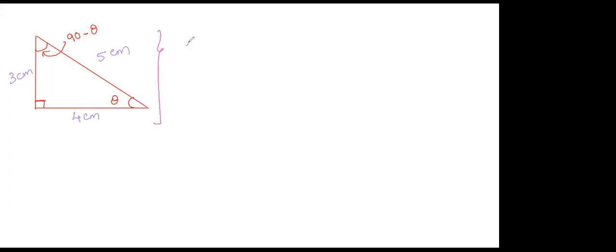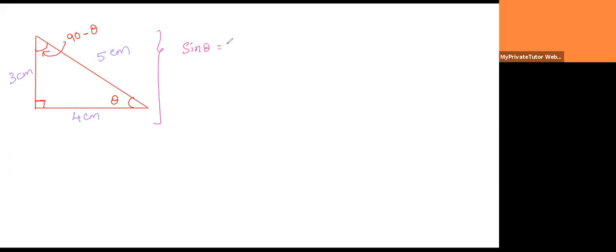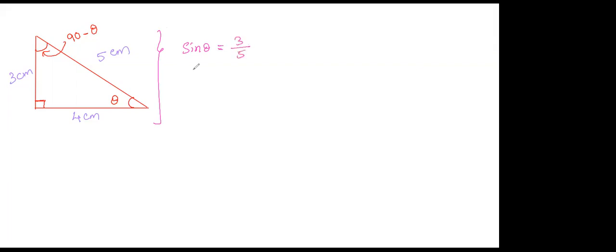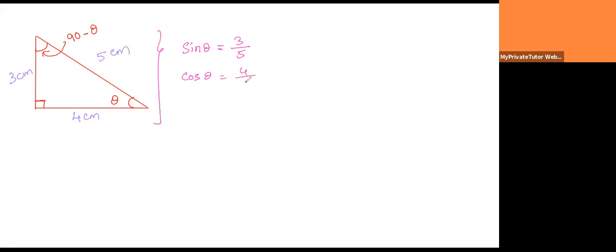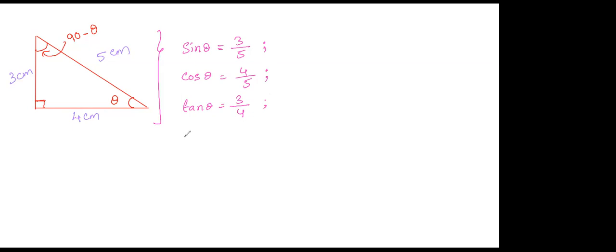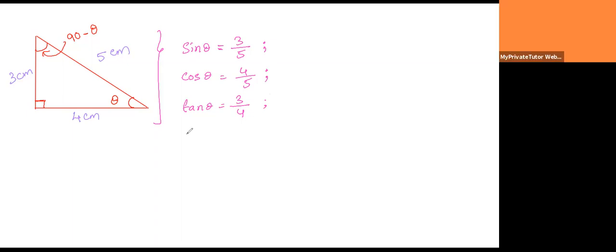trigonometric ratios quickly. So sine theta becomes, please let me know if I'm writing something wrong, 3 by 5. Cos theta becomes 4 by 5. Tan theta becomes 3 over 4. Opposite 3, adjacent 4, so tangent is 3 over 4, isn't it?